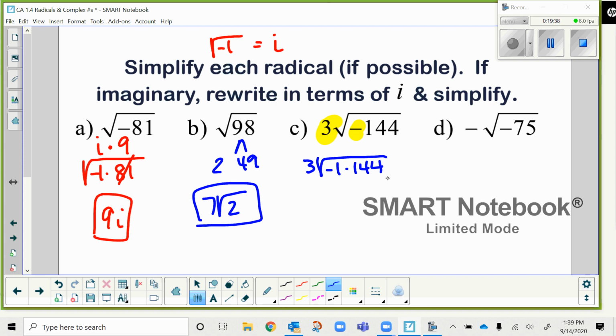So we really have these two things inside the radical. Square root of negative 1, square root of 144. So I simplify the square root of negative 1 by making it i. And I simplify the square root of 144 by making it 12. So now I have an i outside, 12 outside, and that 3 from the front. We're going to multiply all those together. So 3 times i times 12, we do the 3 times the 12, and we get 36i.